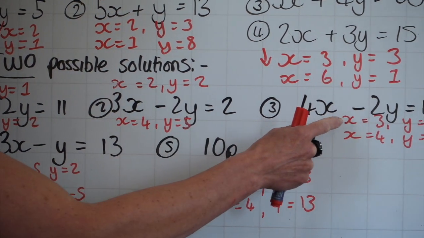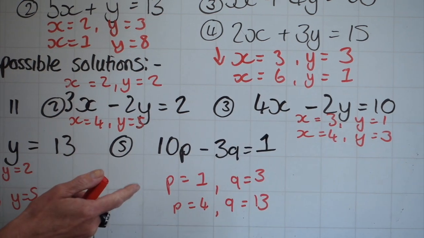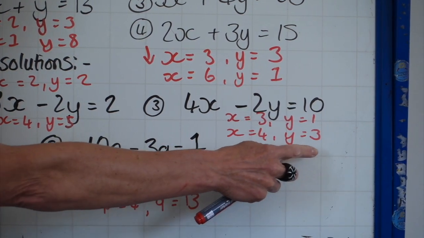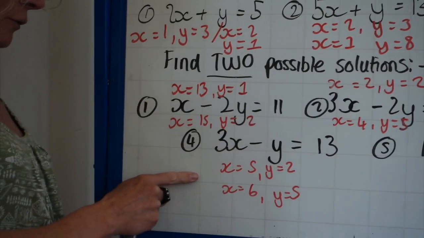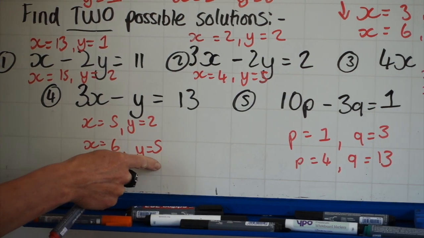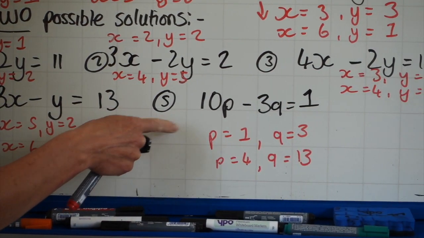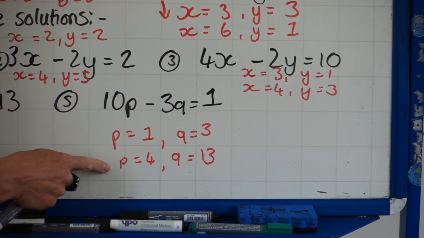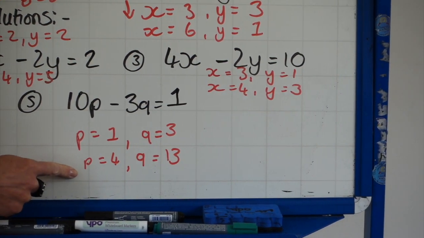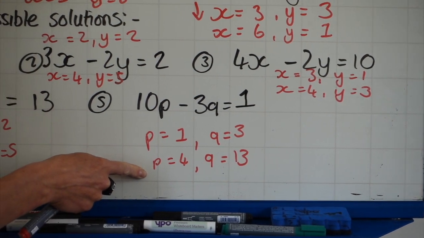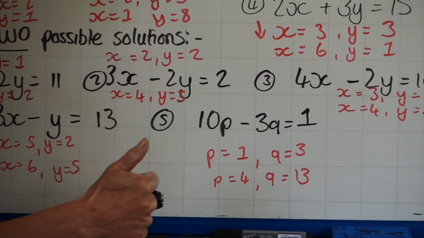Number 3, x equals 3, y equals 1. X equals 4 and y equals 3. And number 4, x equals 5, y equals 2. X equals 6, y equals 5. Last one, number 5, well done. P equals 1, Q equals 3, or P equals 4 and Q equals 13. Hope you did all right.